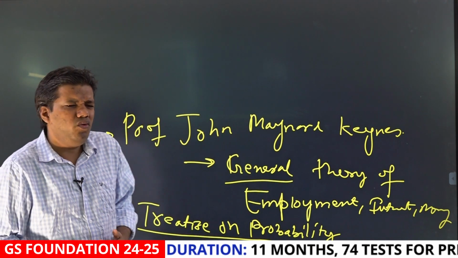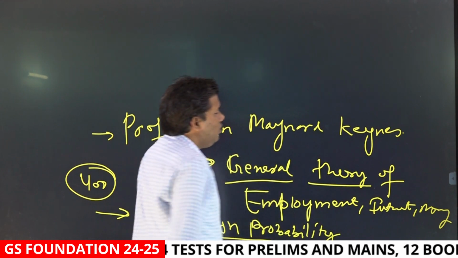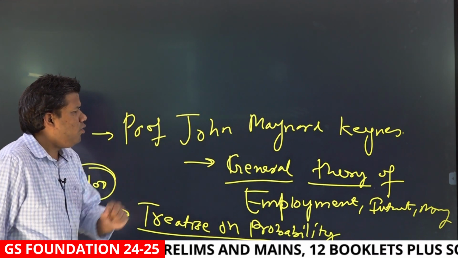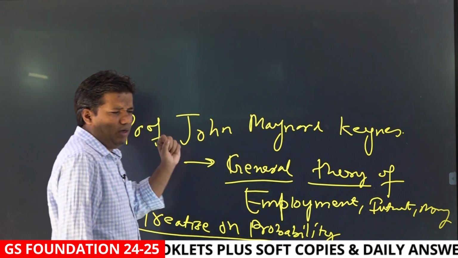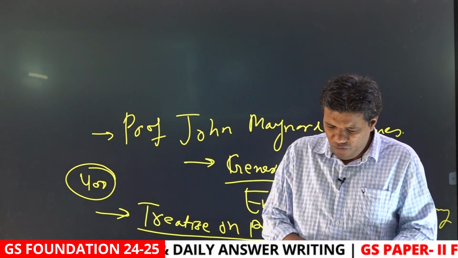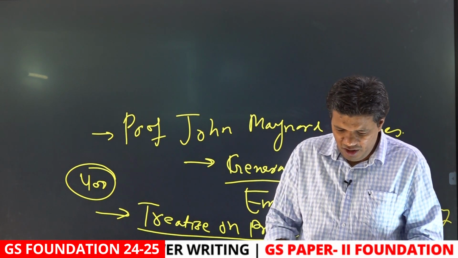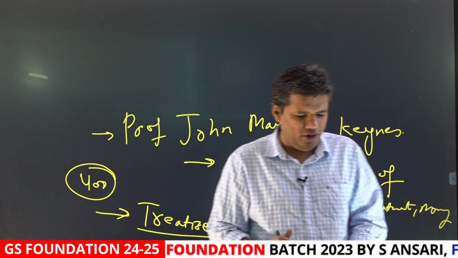tried to give a new theory, which was against the principles enshrined in the classical school. So let me read one or two paragraphs from his book, and that will help you understand what he was trying to do in this book.